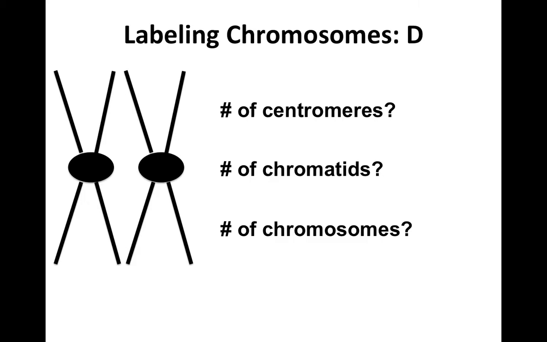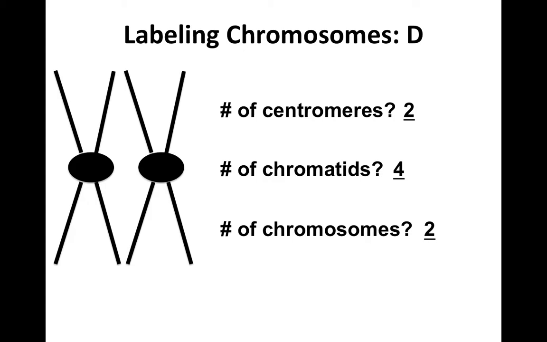All right, let's hop to D. How many centromeres do you see here? You should see 1, 2 centromeres, okay? How many chromatids? 1, 2, 3, 4. So you're actually going to have 4. And how many chromosomes do I have here? I'm actually going to have 1, 2. Okay, you're going to have 2 chromosomes. Okay, so chromatids make up the chromosomes.